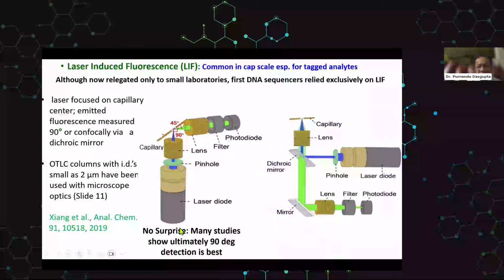So here's a typical geometry where you have a laser diode focusing on here, measuring the fluorescence here, and so on. This is the dichroic geometry where your laser is reflected by the dichroic mirror this way, and the fluorescence, on the other hand, passes through and is detected this way. Still, this geometry, if you can do it, is better. An OTLC column as little as 2 micron in diameter has been used with microscope optics.